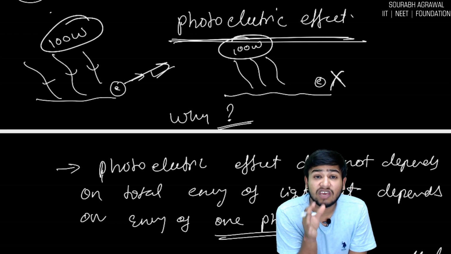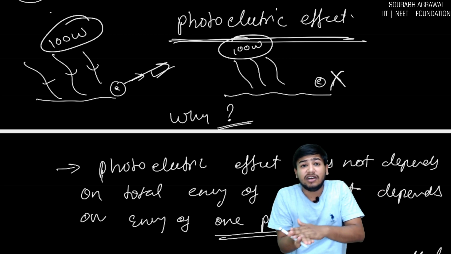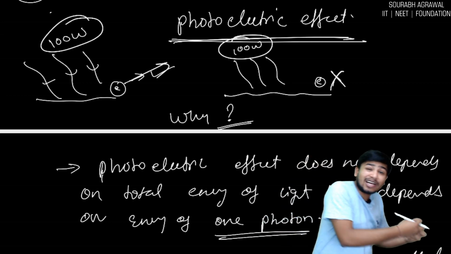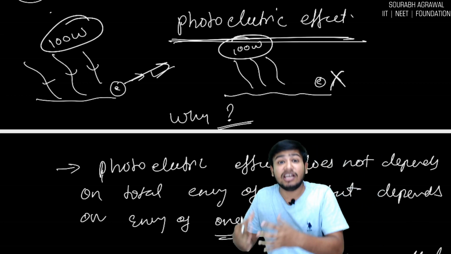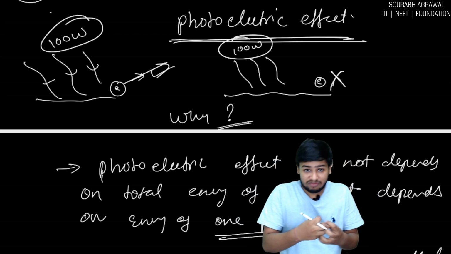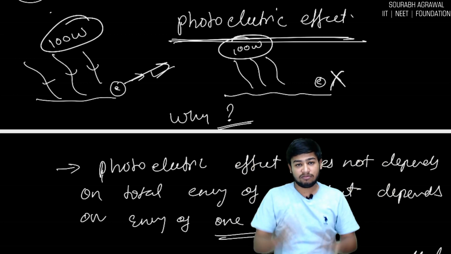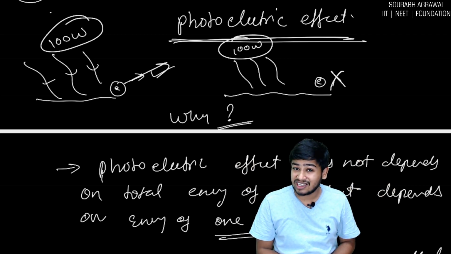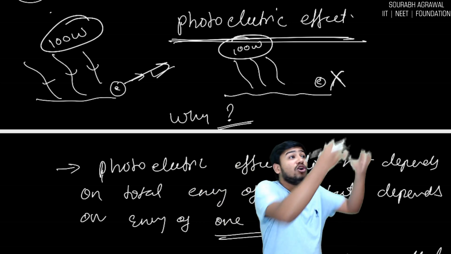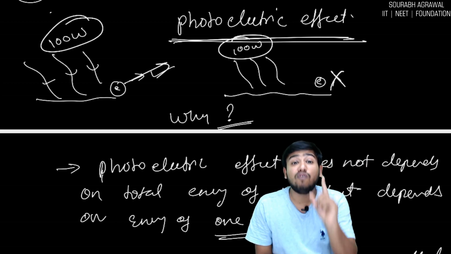The energy that we are giving, the power, energy per unit time, that is colliding with the first plate and the second plate is equal. Then why is it that from the first plate electrons come out, whereas from the second they do not? Then we concluded that the emission of electrons does not depend on the total energy of the source, but depends on the energy of one photon.